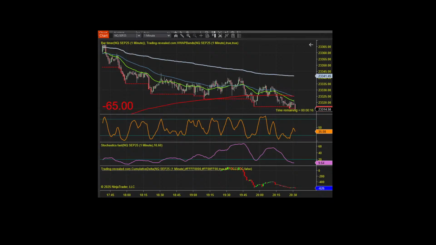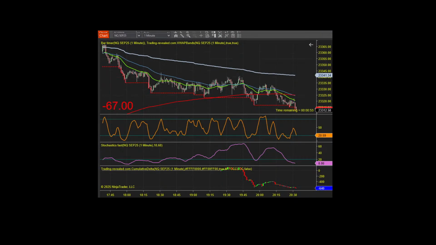Let's see. So, I am setting something up to where I'm going to do a challenge, and this is a 250K challenge that I'm going to try and pass with Apex using the... Let's see, this uses R Trader. Yeah, we're using R Trader.